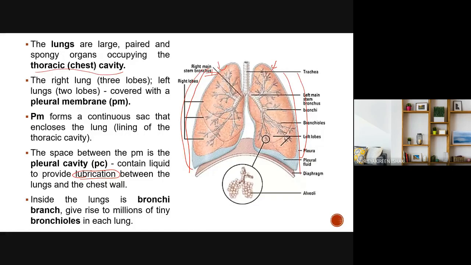So when you inhale, obviously there will be friction, and to reduce this friction, there must be liquid to act as lubrication. Inside the lungs, the bronchi branch into millions of tiny bronchioles in each lung. So from the bronchioles, it enters into individual alveolus.